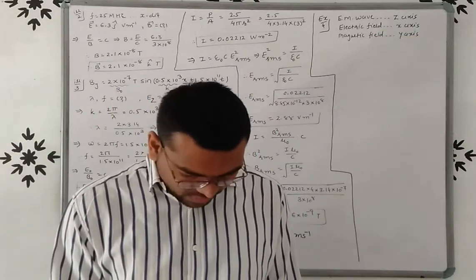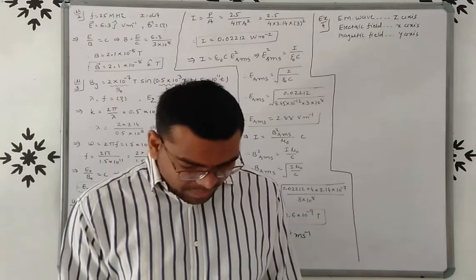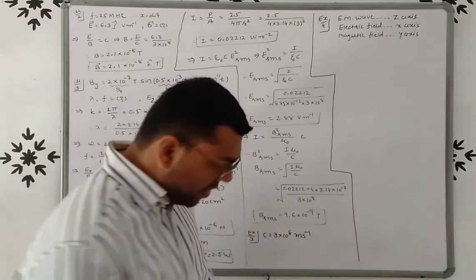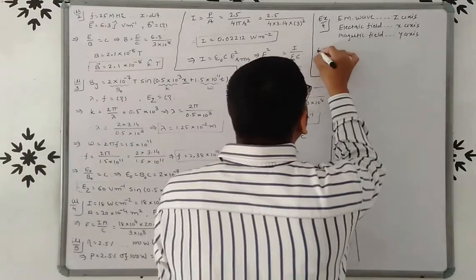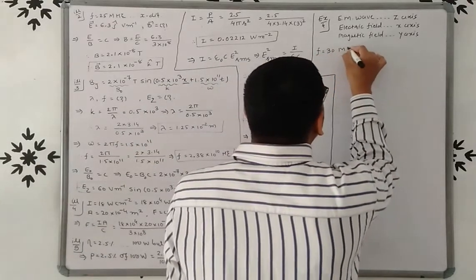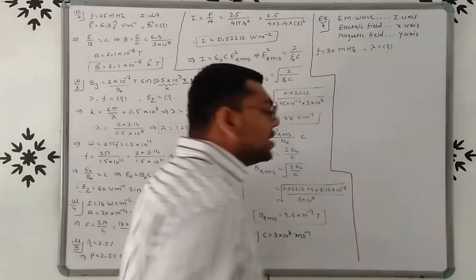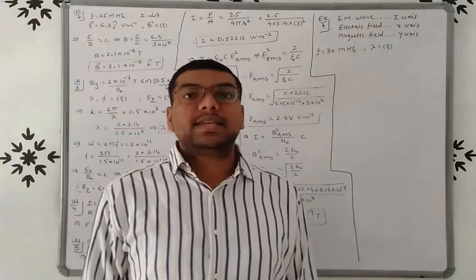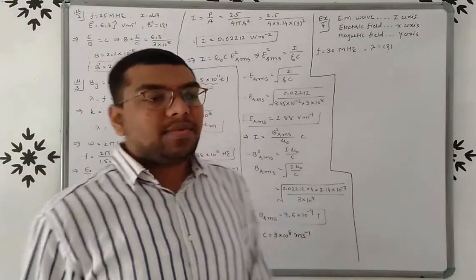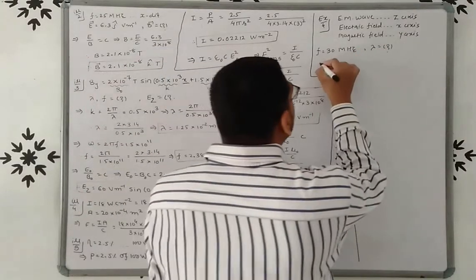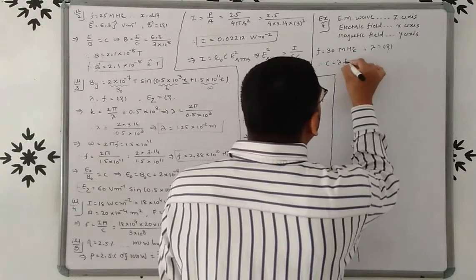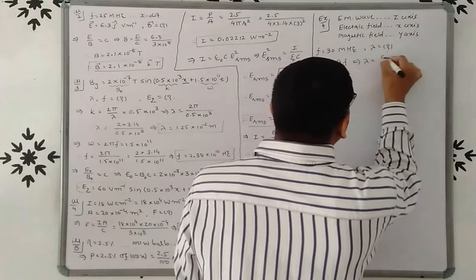Now see, if the frequency of wave is 30 megahertz, then what is the wavelength? So here frequency is given, that is equals to 30 megahertz. We have to find out wavelength lambda. So in last lecture we discussed the characteristics of EM waves, and we know that C is equals to lambda f. So lambda is equals to C by f.